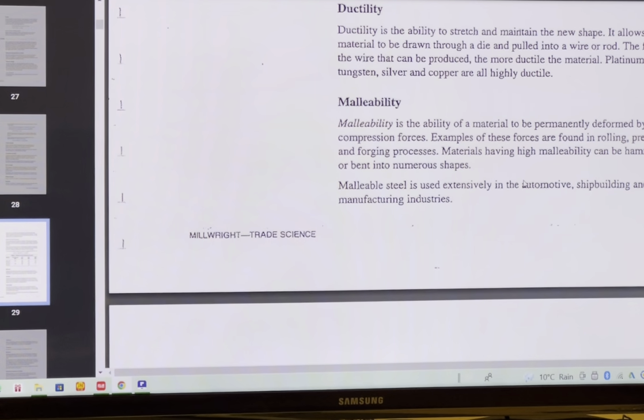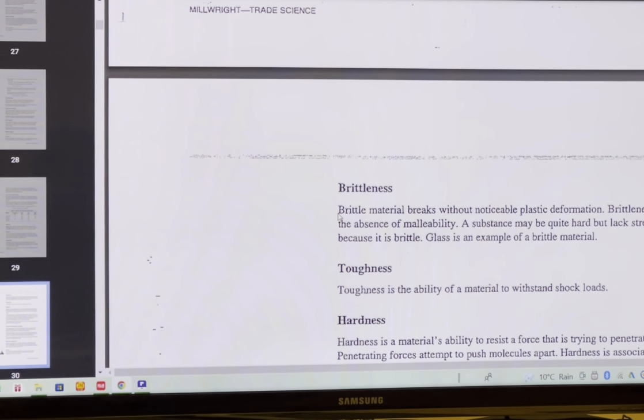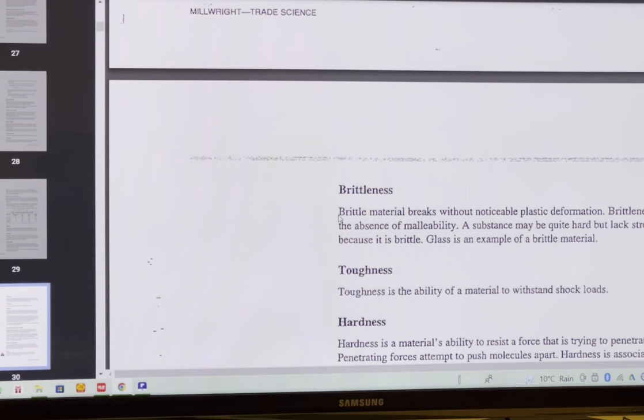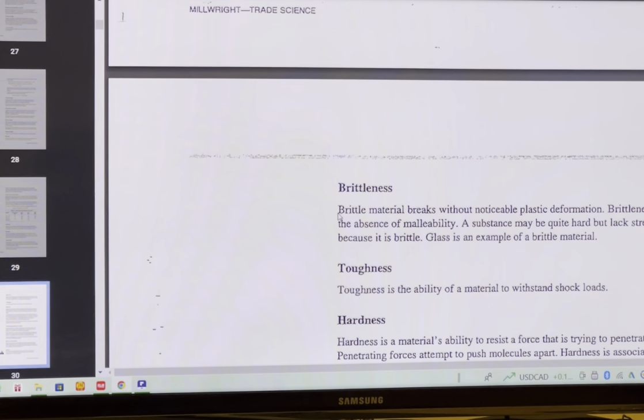Next, brittleness. A brittle material breaks without noticeable plastic deformation. That means it breaks very easily. For example, compare concrete and steel. Concrete is more brittle than steel. A brittle material like concrete breaks without noticeable plastic deformation.